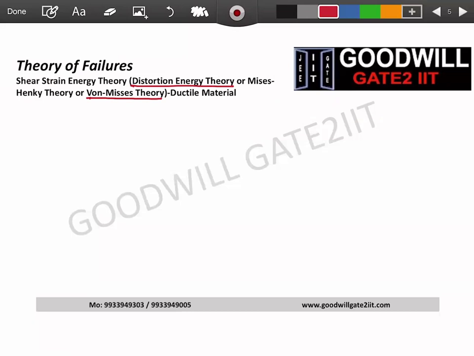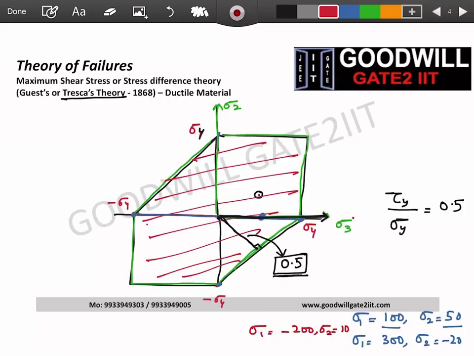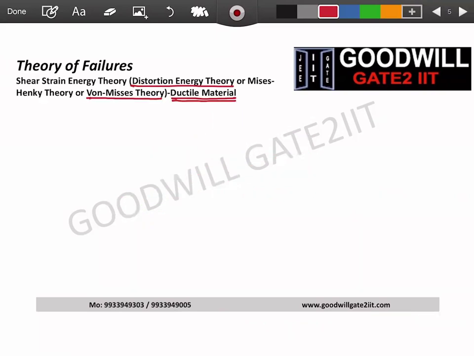Next point. So, we know the name. This theory is applicable to ductile materials. This doesn't mean you cannot use this theory for brittle materials. You can, but it will give you wrong answers. But it gives you the best answers when you talk about ductile materials. So you have two theories for ductile materials now. First, we have learned Tresca, which is also known as maximum shear stress theory. And second is von Mises theory, which is also known as distortion energy theory.